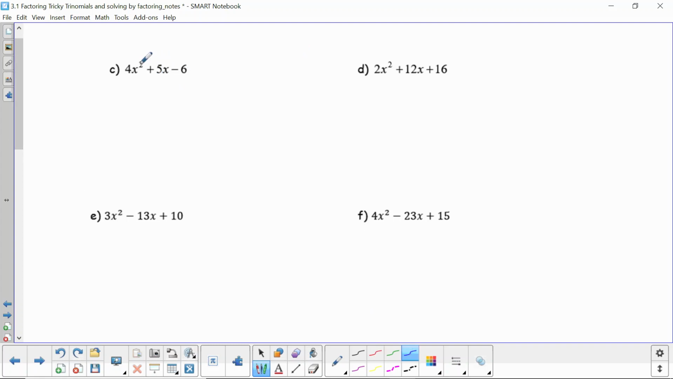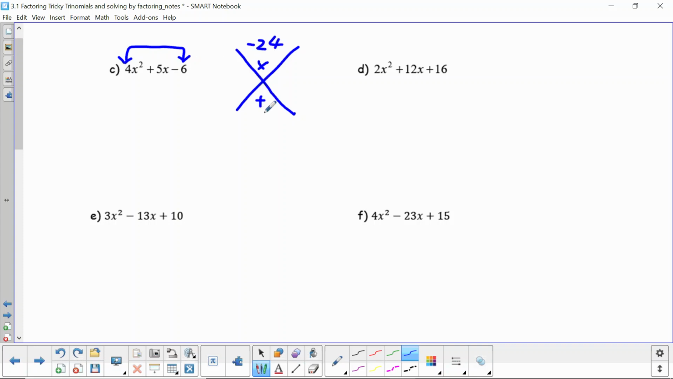So 4, 5, 6. There's no greatest common factor: x squared, x, this one has no x, so no greatest common factor. Then 3 terms: 1, 2, 3. We are going to start with the x game. For the x game, always multiply the number in front of x squared with the last term. If the number in front of x squared is 1, then it's just 1 times negative 6, which gives negative 6. But if it's not 1, then 4 times negative 6 gives negative 24.